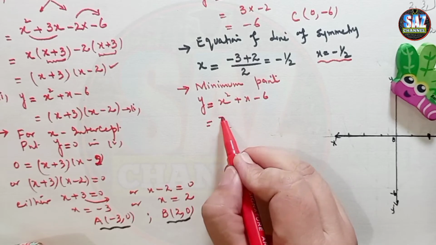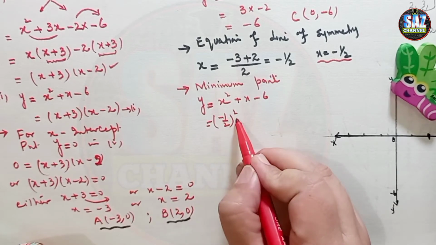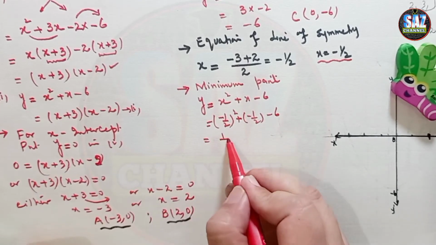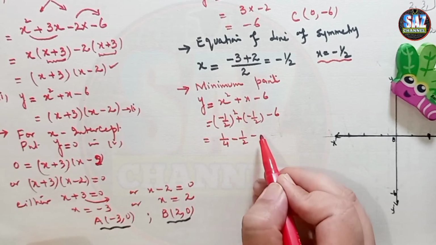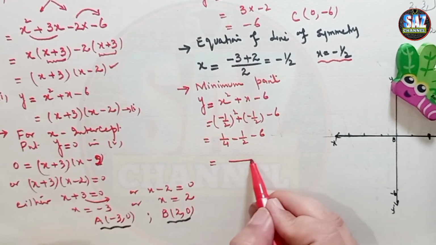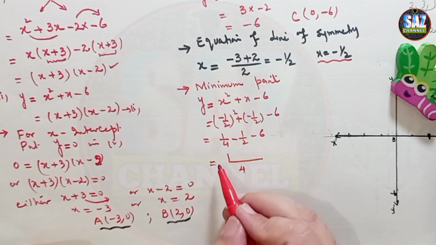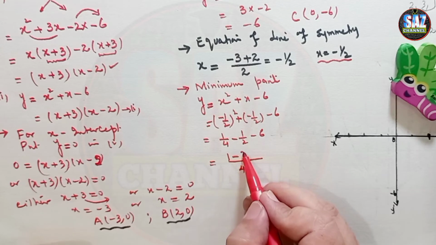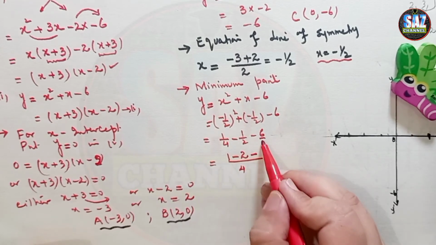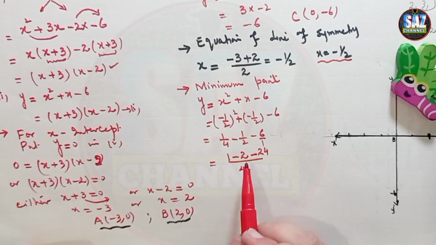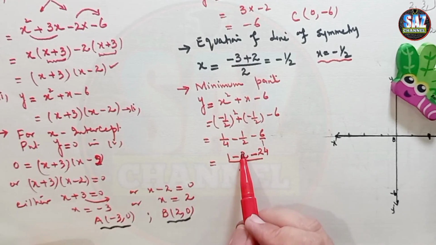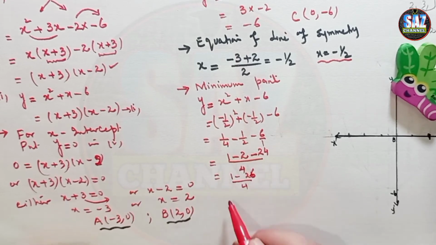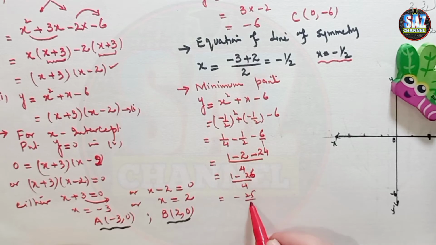When I'm replacing minus 1 by 2 in x squared plus x minus 6, this will take the form 1 by 4 minus 1 by 2 minus 6. Take the LCM, 4 is the LCM, so this becomes 1 minus 2 minus 24, which is minus 25 by 4.